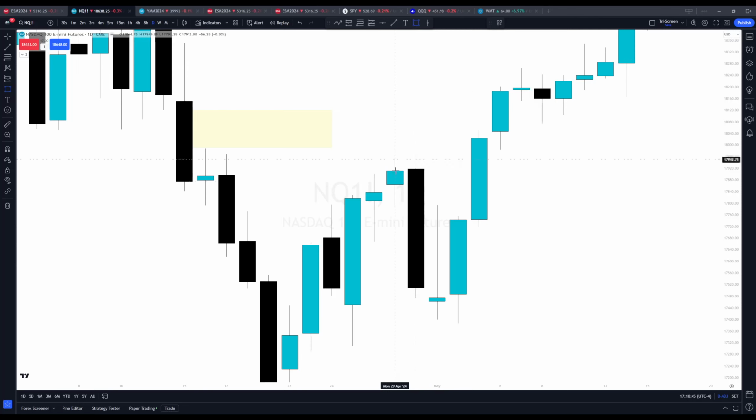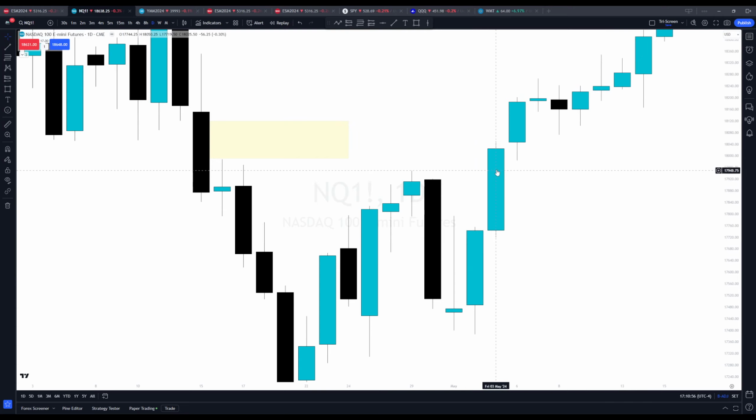I'm trying to find one that's not one. So right here, you see how these two wicks overlap. There's no fair value gap there. There's a fair value gap here. There's a fair value gap here.